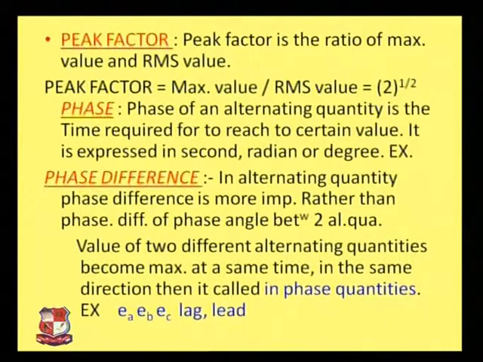Phase of an alternating quantity is the time required to reach a certain value. It is expressed in second, radian or degree.